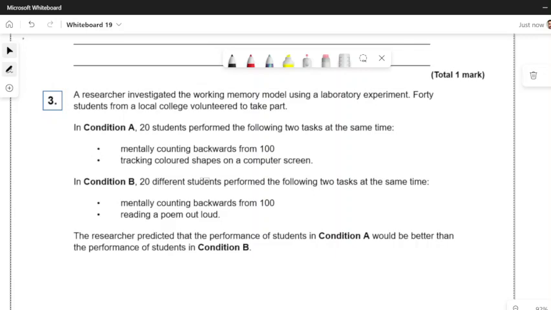So it says a researcher investigated the working memory model using a lab experiment. 40 students from a local college volunteered to take part. In condition A, 20 students performed the following 2 tasks at the same time. So they were mentally counting backwards from 100 and tracking coloured shapes on a computer screen. In condition B, 20 different students performed the following two tasks at the same time. So they were mentally counting back from 100 and then reading a poem out loud. And it says there, the researcher predicted that the performance of students in condition A will be better than the performance of students in condition B.